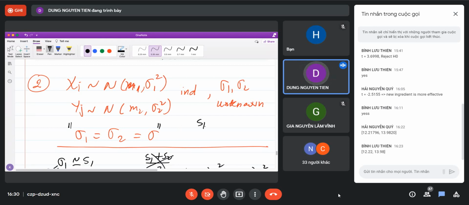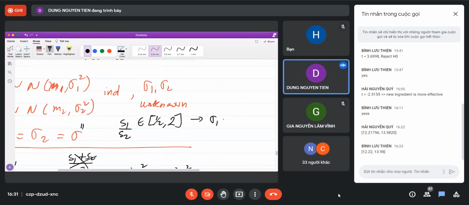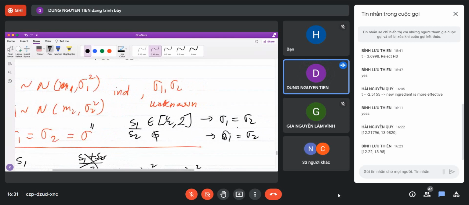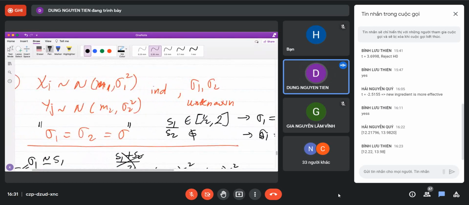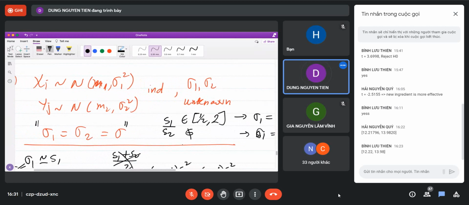You compute S1 over S2, the ratio. If it belongs to the interval 1/2 and 2, then we say that they are the same. Okay, we assume that they are the same. Otherwise, we say that they are not the same. This is not a very accurate method. In fact, it is one of the worst methods, but it is convenient. You can do it quickly, and you can use that in the exam. All right, it is okay.